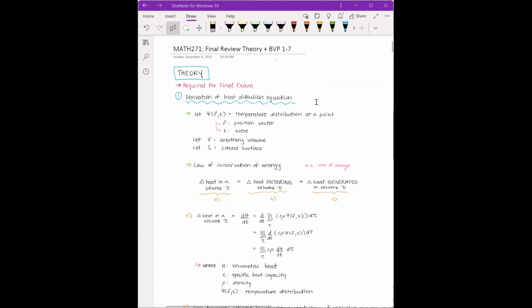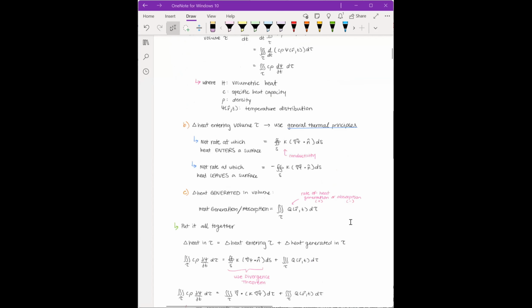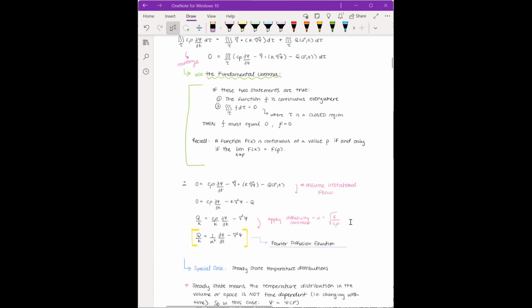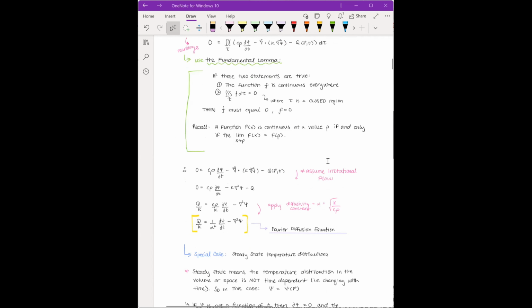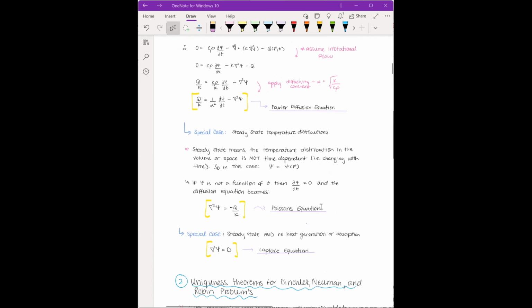So first we have the derivation of the heat diffusion equation. So I've outlined it here step by step, how to prove this, how to derive it. And using the fundamental lemma, I stated that here. And to get to the Fourier diffusion equation, Poisson's equation, and the Laplace equation.